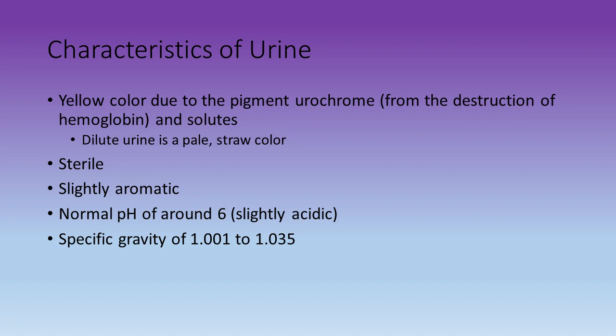It should be sterile. You should not have bacteria in it. If there's bacteria in the urine, that's indicative of a UTI, urinary tract infection. It has a slight smell to it. The pH is usually slightly acidic, around pH of 6. And then we do measure the specific gravity. It should be within the range of 1.001 to 1.035.